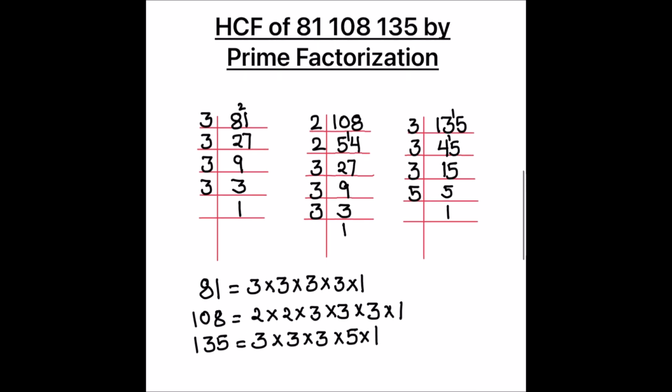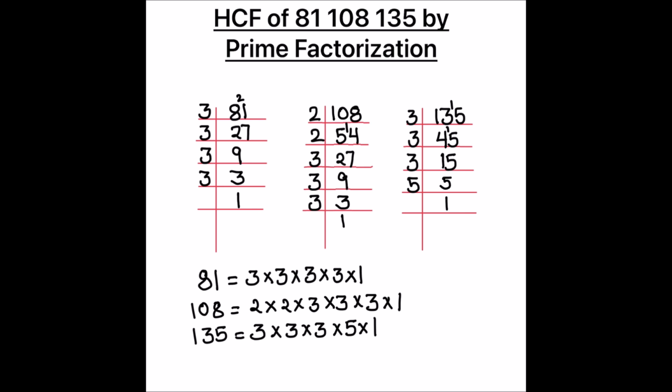To find the HCF of the three numbers, we need to find the common factors in between all the three numbers. So let's circle the common factors here. The common factors are number 3. 3 is common to all the three numbers. One more 3 is common to all the three numbers. One more 3 is common to all the three numbers. And that's all. So we got all the common factors.